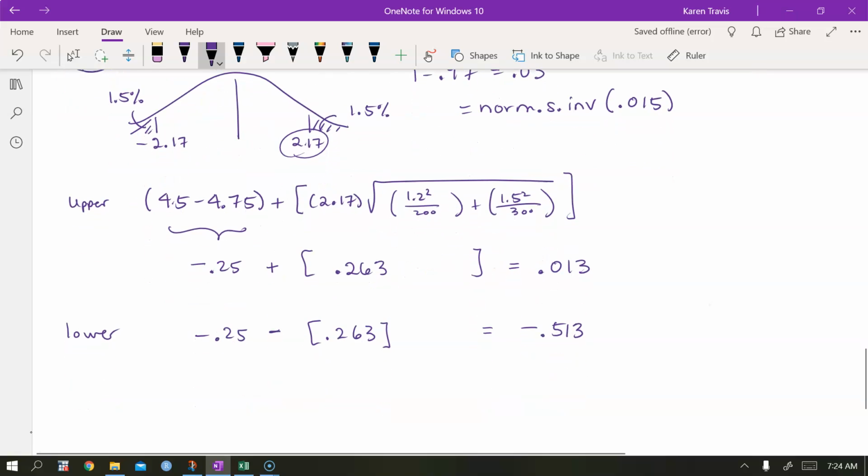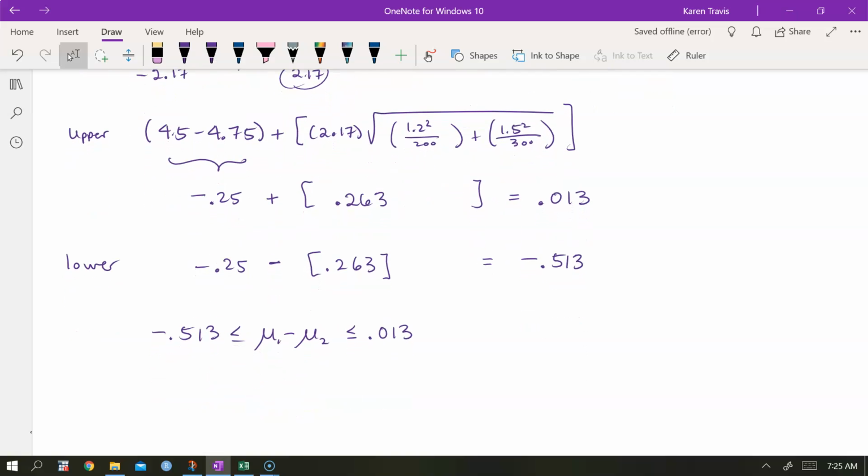Okay, so this is the confidence interval for the true difference in the population. And because we're talking about the population, it's mu1 minus mu2, not x1 bar minus x2 bar. And now let's try to interpret this. So if we remember that when they are equal to 0, there's no difference. So our upper bound is 0.013, and our lower bound is minus 0.513.